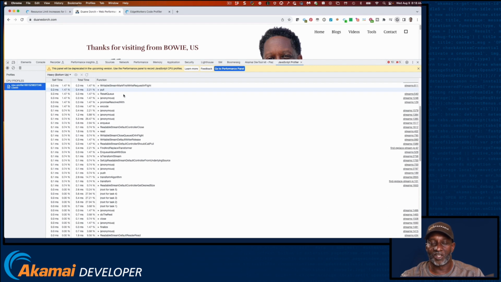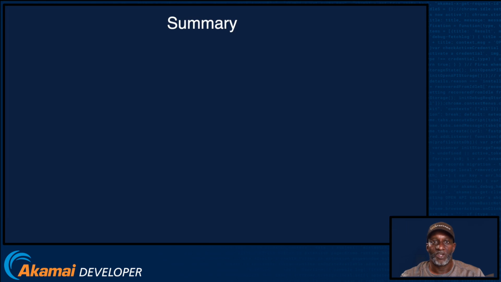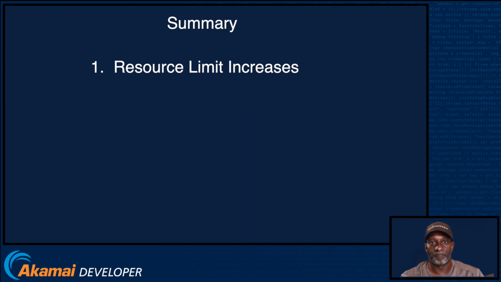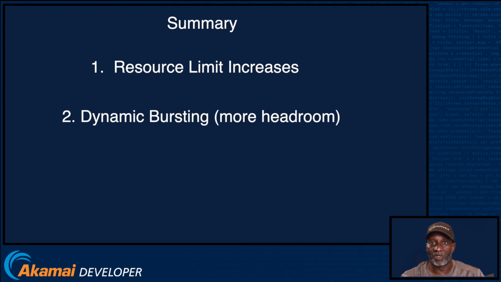Okay, well, let's summarize what we've talked about so far. First, the updated limits that we've seen are great. We've seen a 10x reduction in number of errors since implementing them. Also, we noted that the new dynamic bursting is enabled for everyone and provides some additional headroom so that if you do exceed those published limits, you're less likely to get an error.